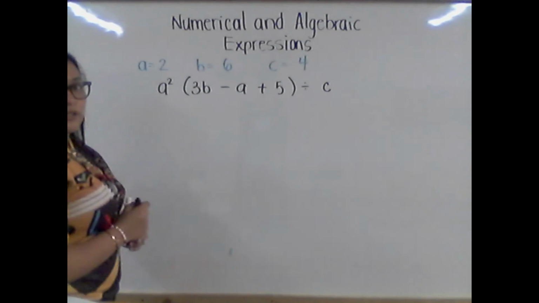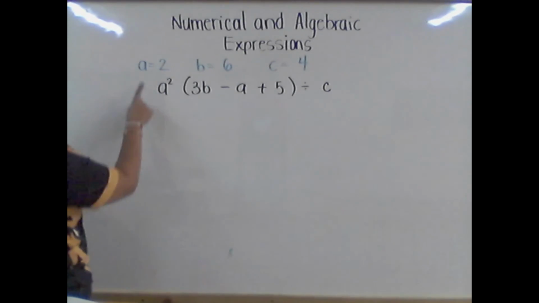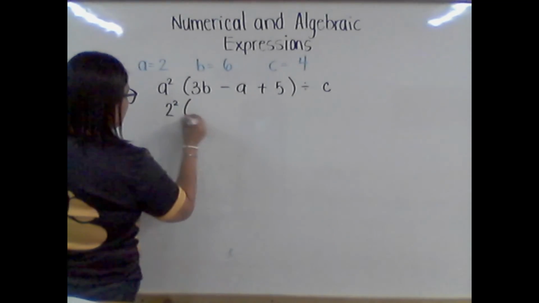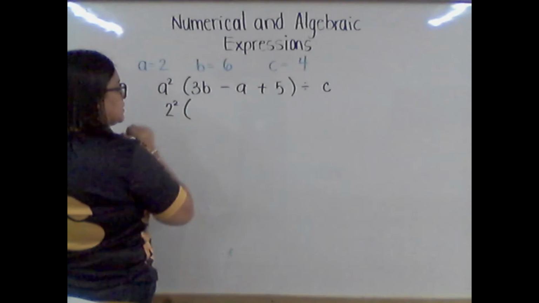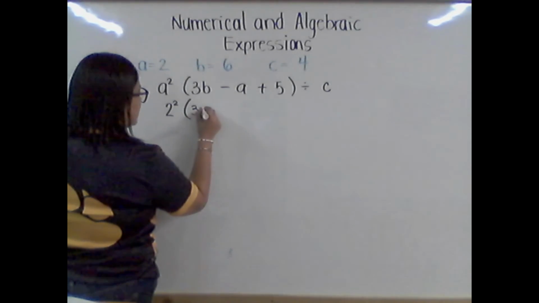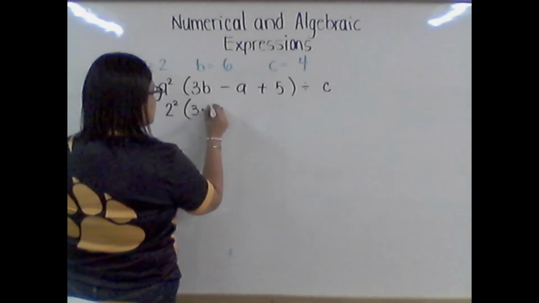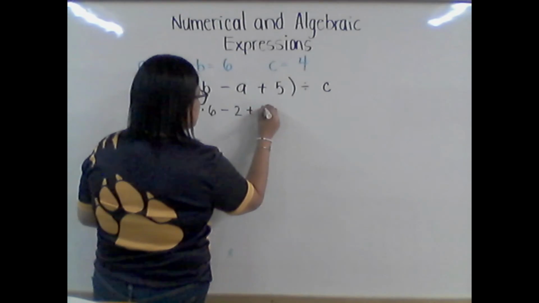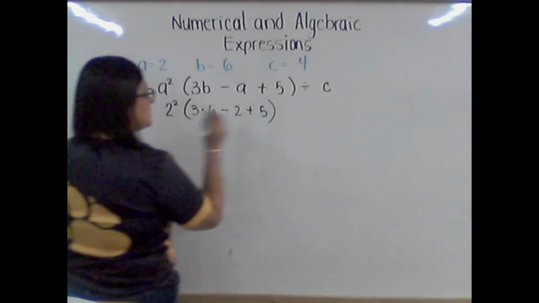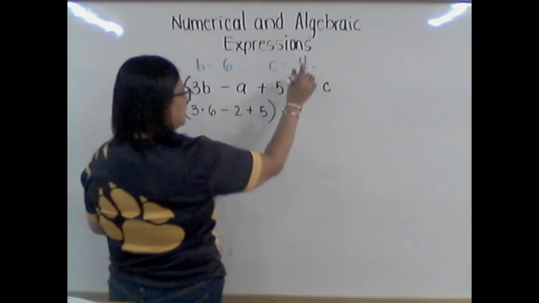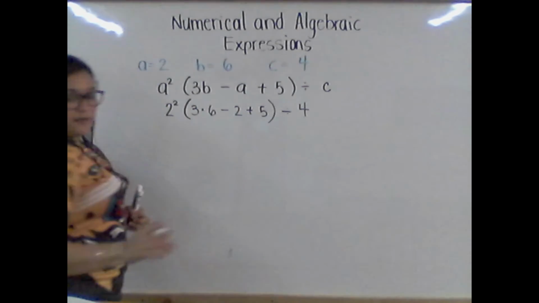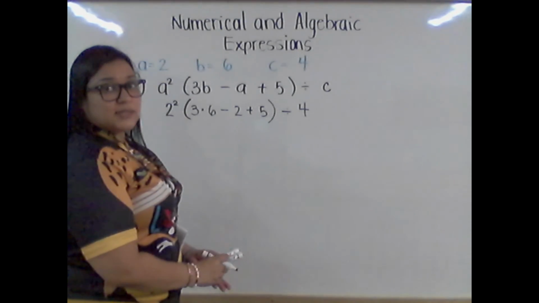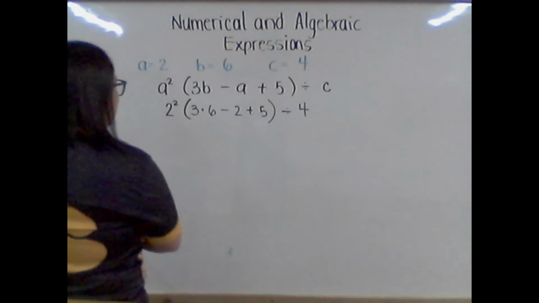So first thing I'm going to do is substitute. So A equals 2, so this will be 2 squared. I open the parentheses. This represents a multiplication, so 3 times B equals 6 minus A equals 2 plus 5, I close my parentheses, divided by C equals 4. Once I've done all the substitutions, I can go ahead and solve or simplify my algebraic expression.